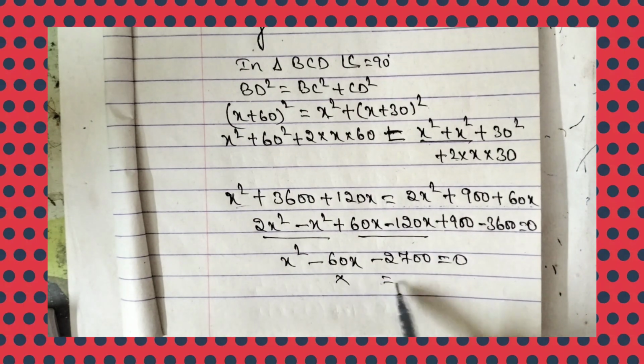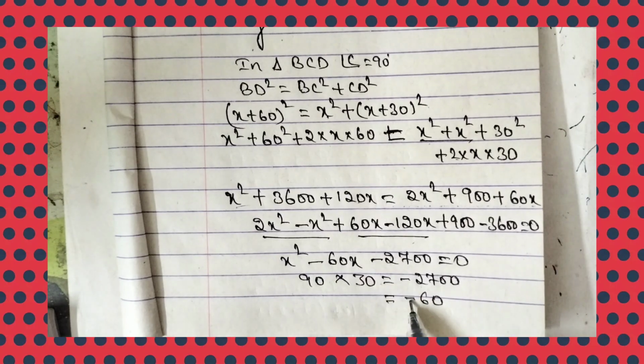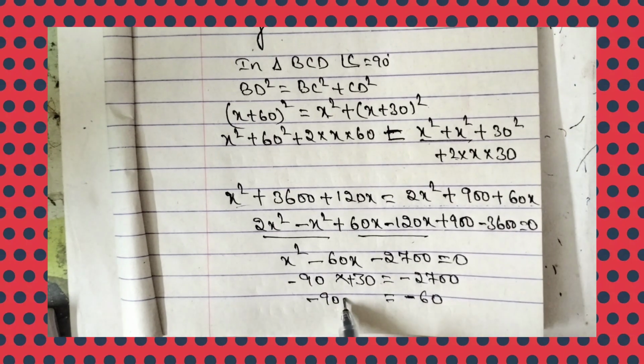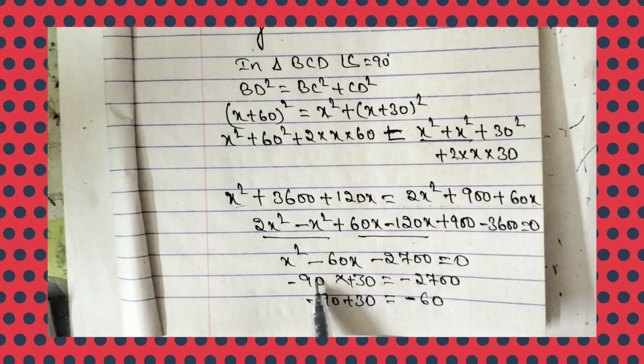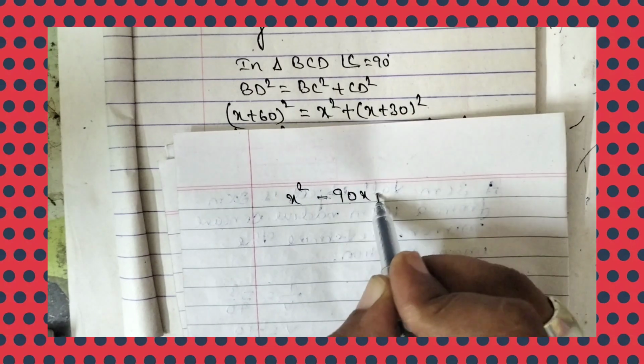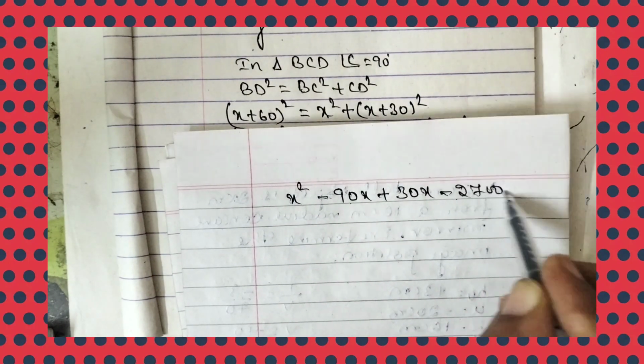Now we need two numbers whose product is minus 2700. If you add or subtract them, you have to get minus 60. So one is 90, another one is 30. Here to get minus 60, the bigger number takes minus and the smaller number plus. So minus 90 and plus 30. Now let us solve this question and factorize it. So x square minus 60x can be written as x square minus 90x plus 30x, minus 2700 is equal to 0.